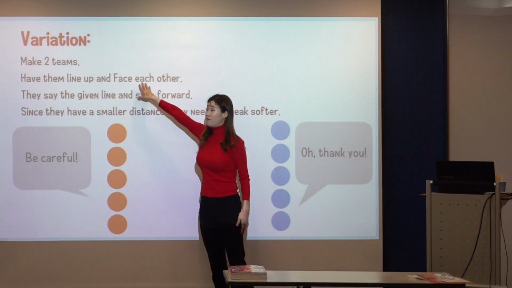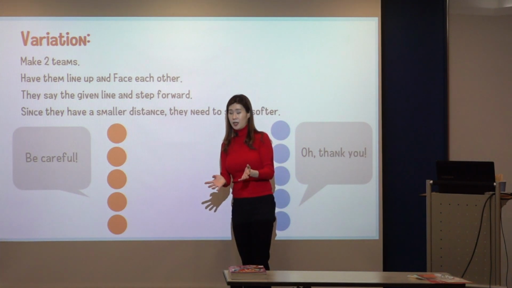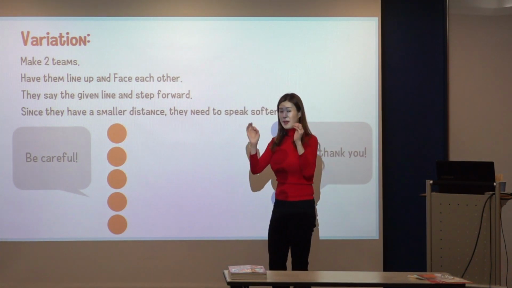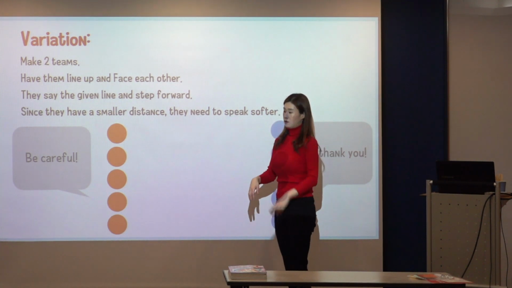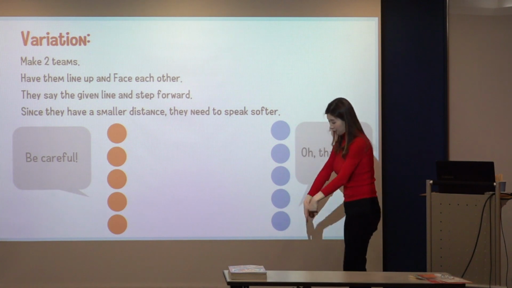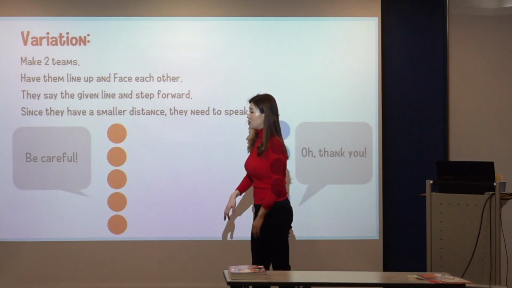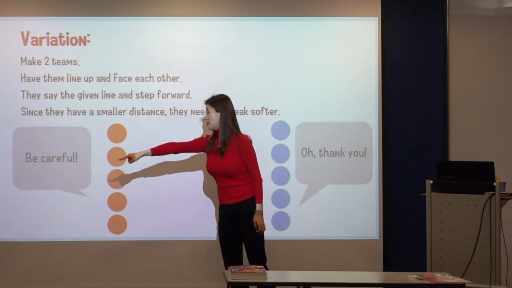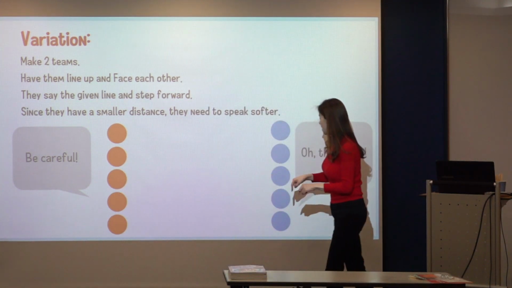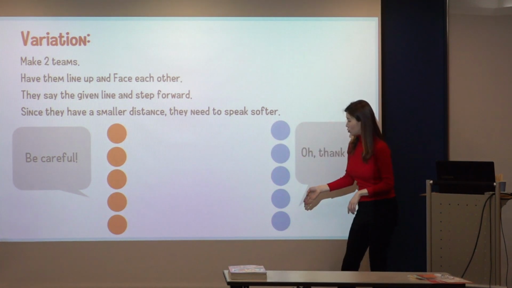This is the variation. This time you're not making the big circle. You're going to make 2 teams with your students. One team lining over there, the other team lining here. And they say the given line. You say, please say be careful. Please say, oh, thank you. Okay, team 1, team 2.